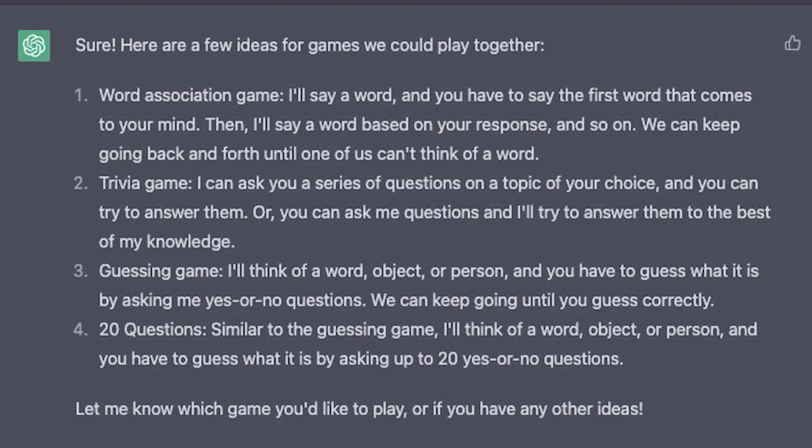Here's what it said. Sure, here are a few ideas for games we could play together. Word association game. I'll say a word and you have to say the first word that comes to your mind. Then I'll say a word based on your response and so on. We can keep going back and forth until one of us can't think of a word.